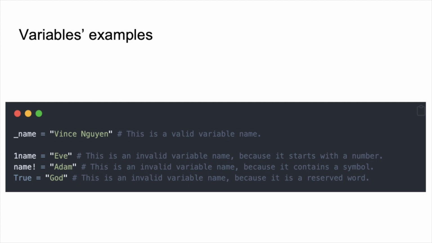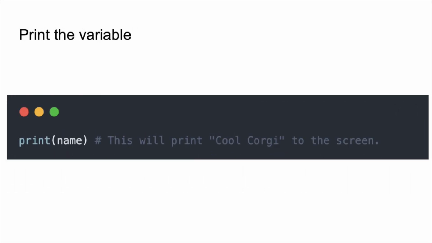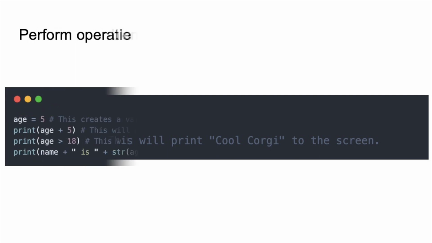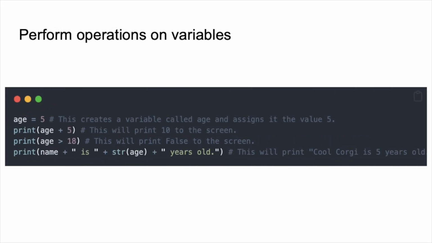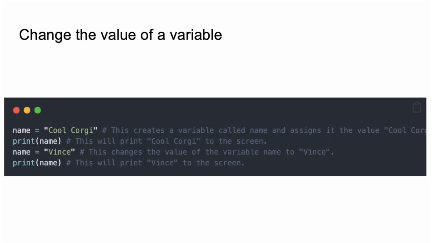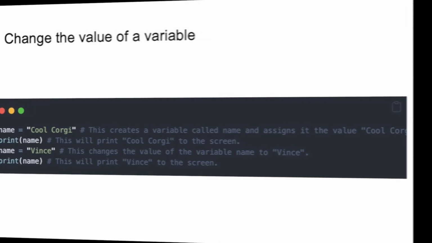To use a variable, you just need to write its name in your code. Python will replace it with its value when it runs your code. You can also perform operations on variables, such as arithmetic, comparison, or concatenation. To change the value of a variable, you just need to assign it a new value using the equal sign again. Python will update the value of the variable in your code.